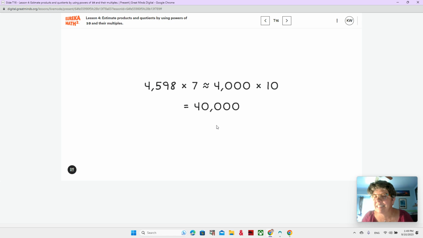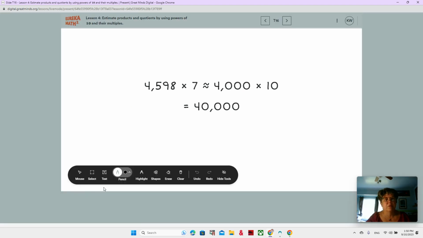Thinking. Maybe you're saying no, not reasonable, because she rounded from 4,598 all the way down to 4,000, right? So that would mean that her answer is going to be pretty far from the actual answer. She should have rounded this up to 5,000 because you see our 500 is going to be closer to 5,000, right? 5 or up. She should have rounded up. That would be one way to make that more reasonable.